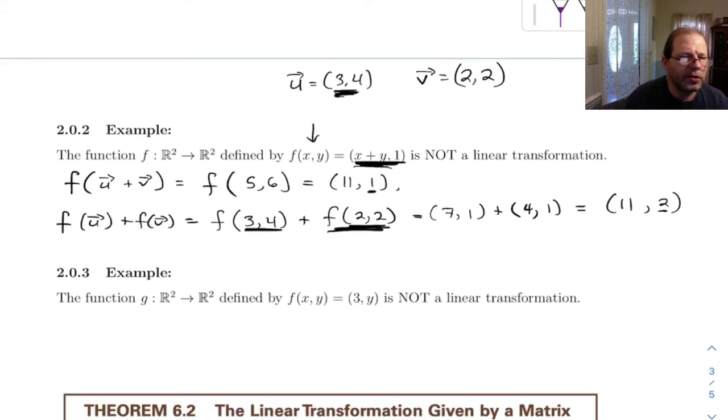So therefore, this is not a linear transformation. And I'm not going to do the next example because the next example is very similar. But anyway, this fails here.